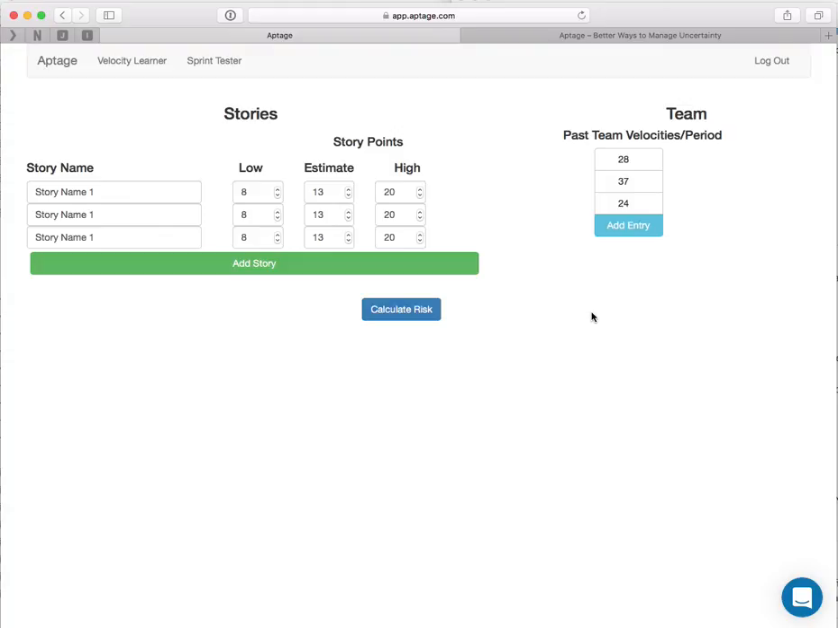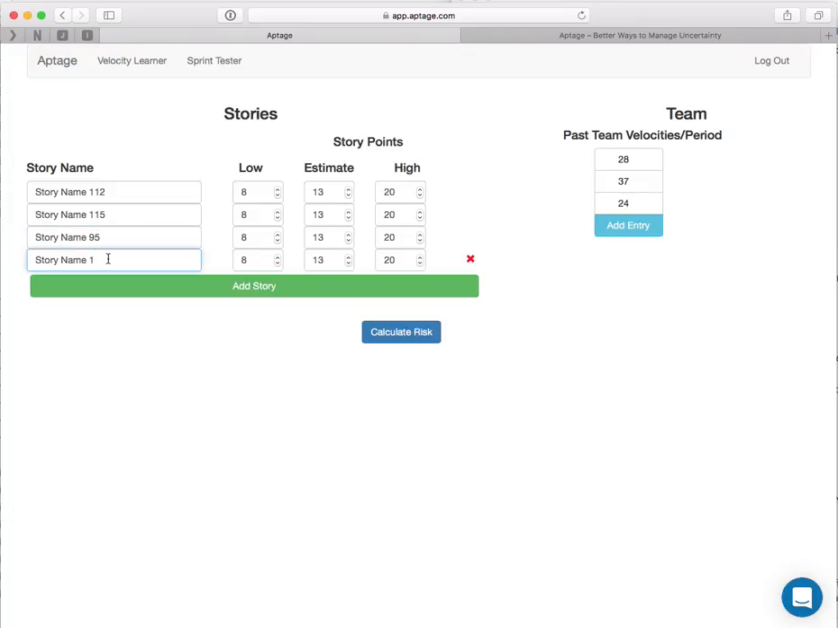So with that history entered, you go into your backlog and you find which stories you want to plan for. In your backlog, story 112 is the next priority, story 115 is another priority, story 95 is the priority after that, and then story 120. Given your history, this is your tentative sprint plan, but you want to see if it's feasible.